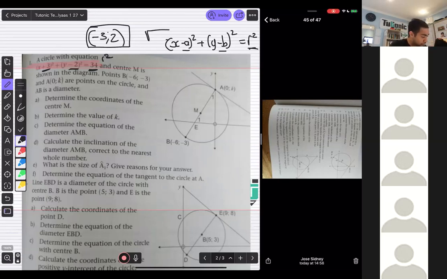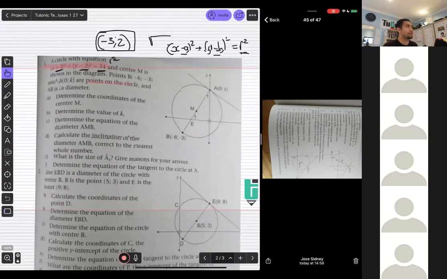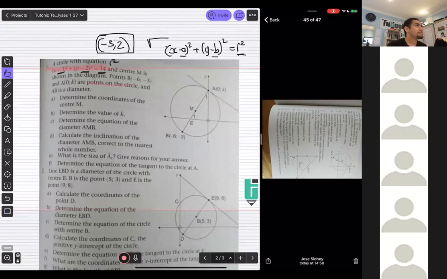Okay, so points B (-6; -3) and A (0; k) are points on the circle. Points on the circle. So what is AB? What's AB? The diameter. Right. So you know the diameter already. Do you agree? Because you know the radius. Yeah. So you multiply by 2.